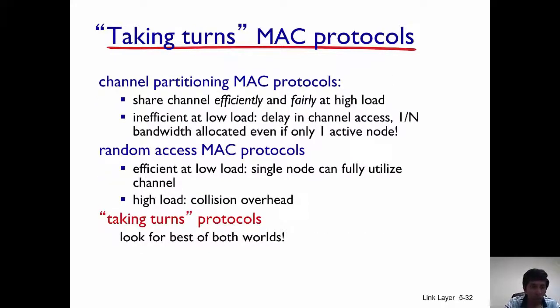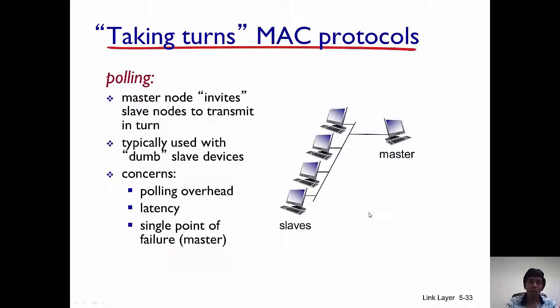Now, first we looked at channel partitioning protocols, TDMA and FDMA. Then we looked at random access protocols, and now we're going to look at taking turns protocols. Taking turns protocols try to get the best of both worlds. So it tries to combine channel partitioning as well as random access protocols. Okay, so how does it work?